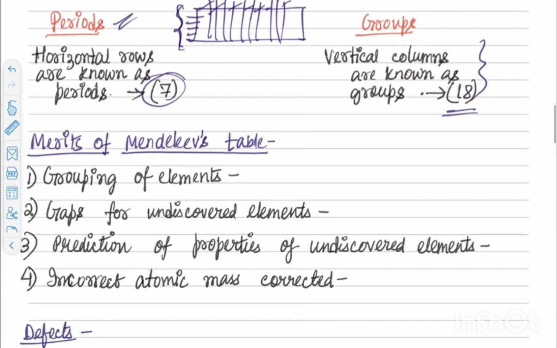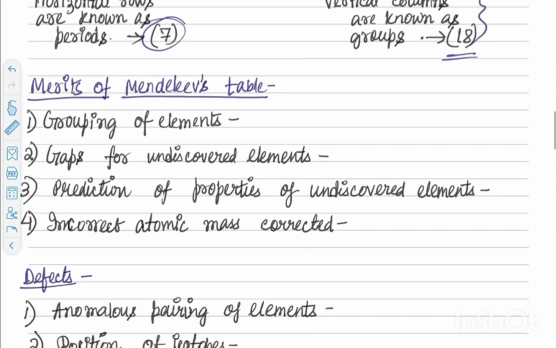Merits of the Mendeleev table. Mendeleev was very close to the current or modern periodic table, but there were some drawbacks. However, his merit was that the grouping of elements was correct.